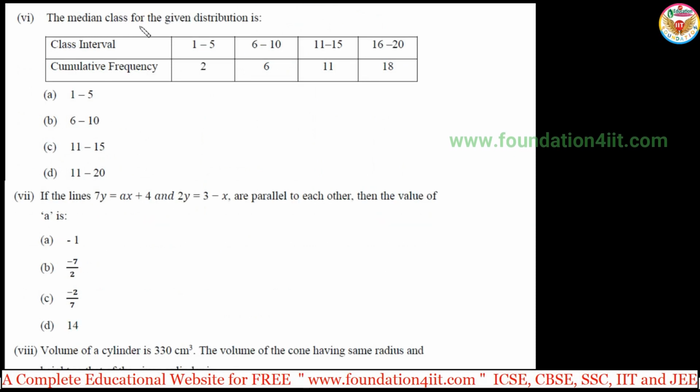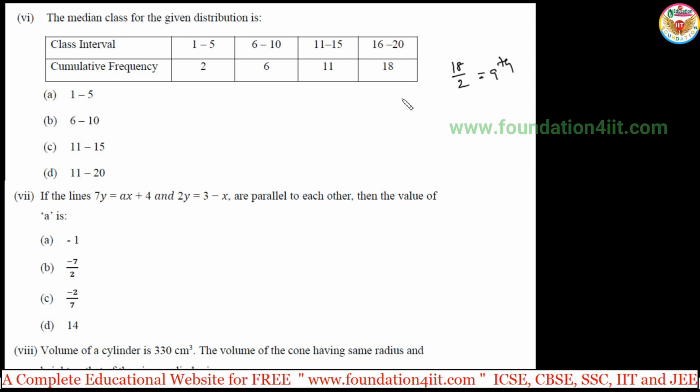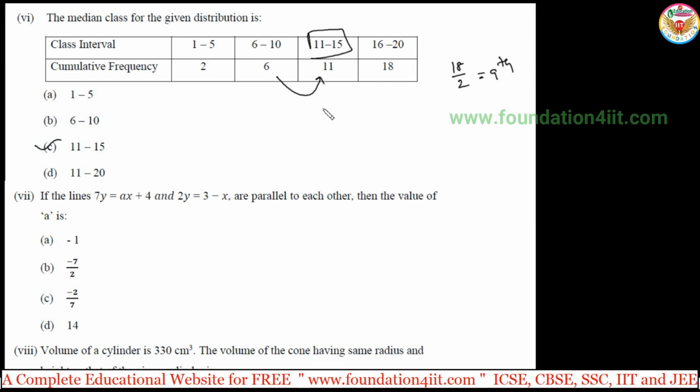Sixth one, the median class for the given distribution. So 2, 6, 11, 18. Cumulative frequency is given already, class interval and cumulative frequency. There is no frequency, observe clearly. So 18 by 2, so the ninth observation. The ninth will come after 6, so 11 to 15. Option C. Observe this carefully: if the frequency is given, you have to find the cumulative frequency. The ninth observation is after 11, so 11 to 15, that you can see.